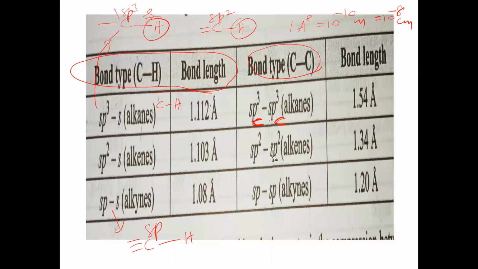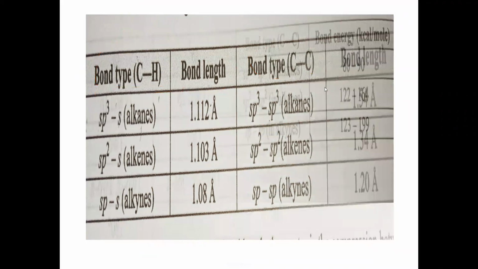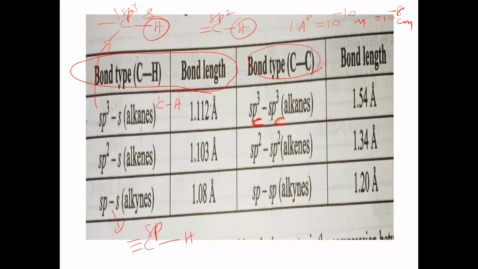See, sp2 carbon to sp2 carbon in alkenes, the bond length is 1.34. In alkanes, C single bond C. In alkenes, C double bond C bond length. In alkynes, C triple bond C bond length. So C triple bond C means sp carbon to sp carbon bond length is what? 1.20 angstroms. sp2 carbon to sp2 carbon bond length is 1.34 angstroms. sp3 carbon to sp3 carbon 1.54 angstroms. Like this, we have to understand the concept.